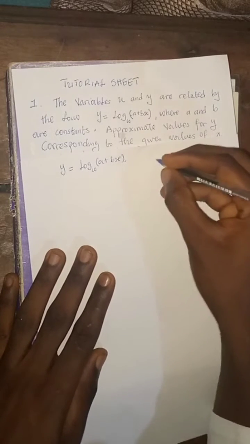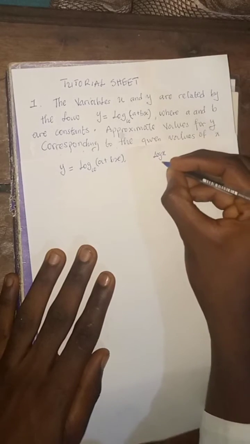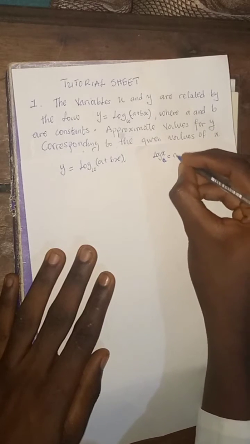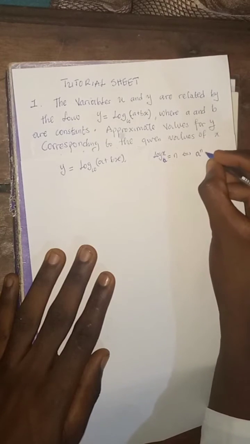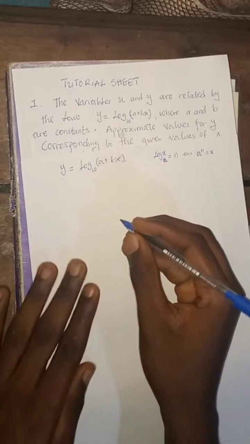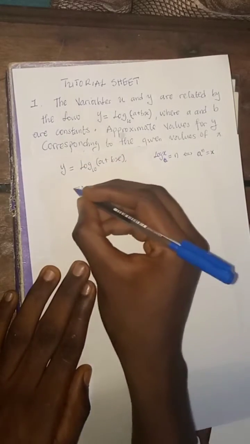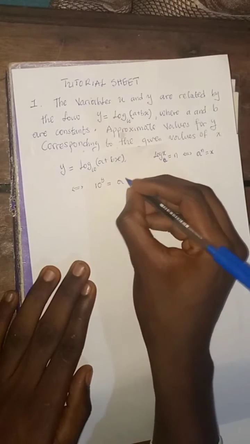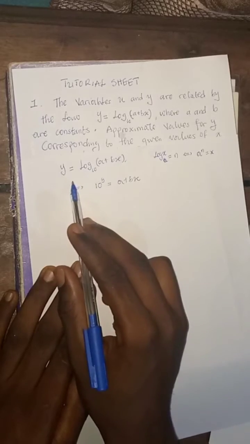And we know from logarithms that if the log of x to the base a is equal to n, it is equivalent to writing it in the form a to the power n equals x. Following this property, I'm going to apply it here. It means this is equivalent to writing it as 10 to the power y equals a plus bx. Yeah, just following this property. And also you can equally use the inverse property here of logarithm.